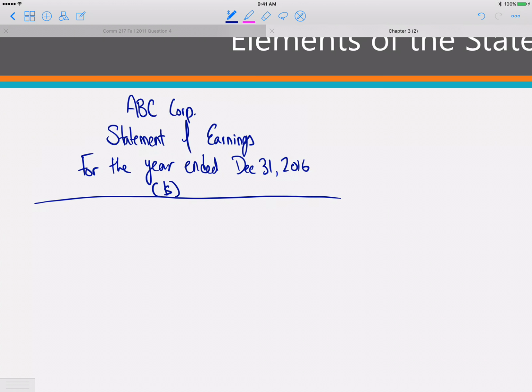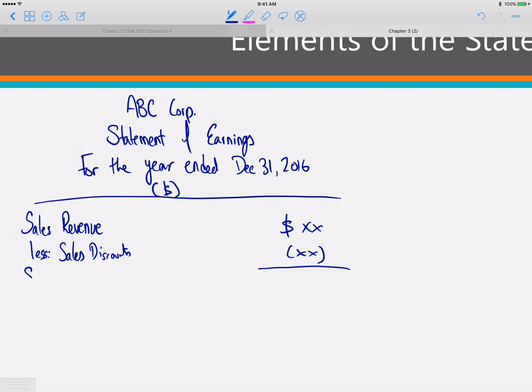So the first line always on your statement of earnings should be your sales revenue. And you start off with a dollar sign for the first line. And if there were any sales discounts given, you would put this here. So less sales discounts. And we will put this in brackets. So on any financial statement, if you put an amount in brackets, it shows that it is decreasing from the line above. And we would then put our sales revenue net. So it is the net amount.